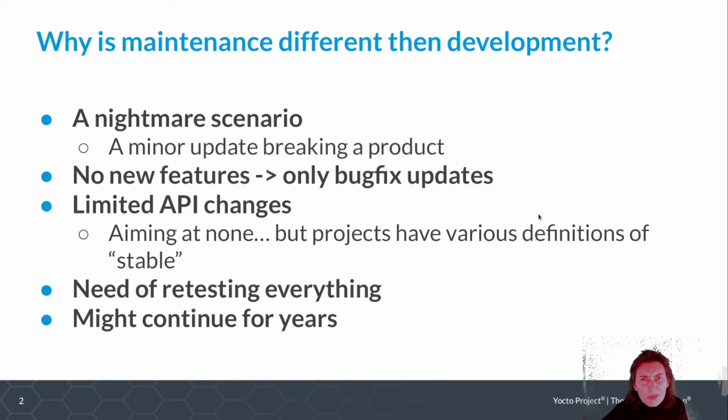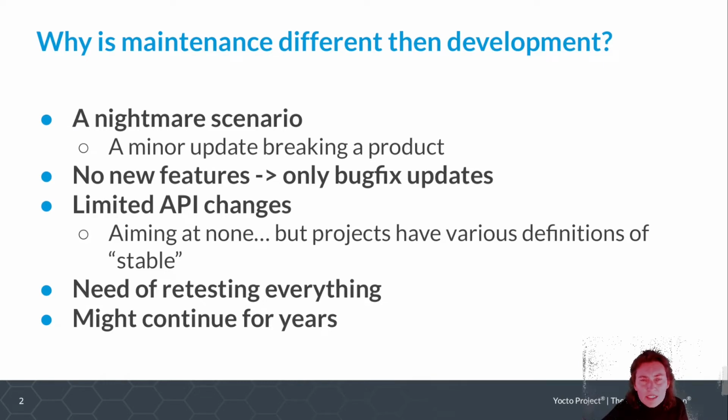What's the difference between maintenance and development? Development means adding new features. Maintenance is quite different. In maintenance, the nightmare scenario is an update, a minor bug fix, breaking the devices when updated. Maintenance also means no new features. It means only bug fixes. It means limited API changes.